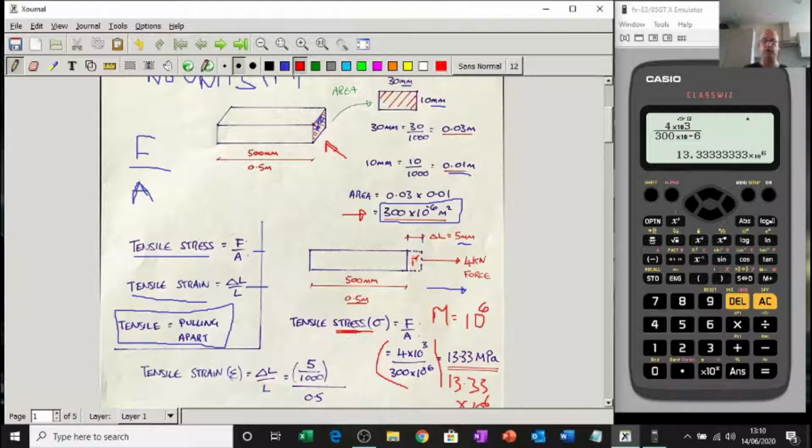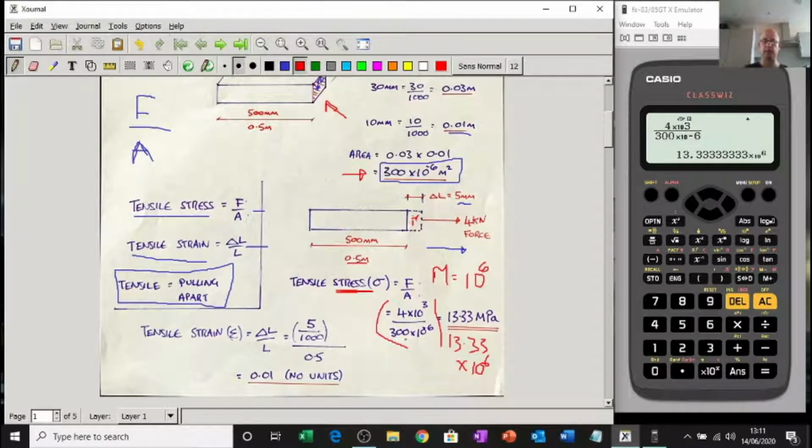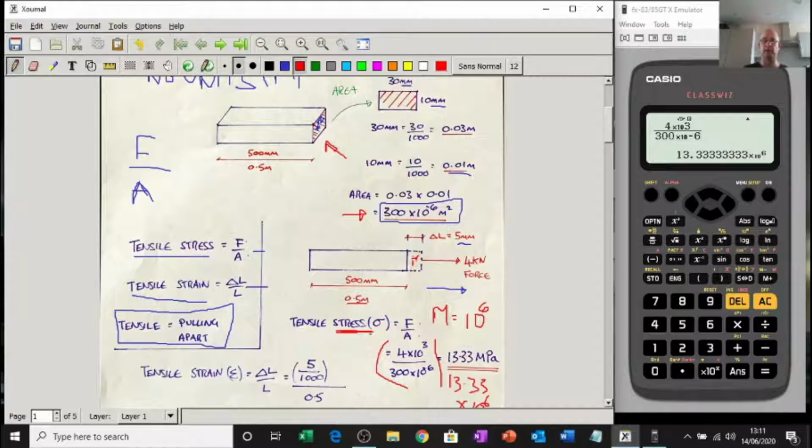Stress is always big. Mega. If you get a small number, there's something wrong, especially in mechanical principles. So you need to make sure that you put in 10 to the minus 6 and 10 to the 3. That's the tensile stress. That's how much stress is pulling this apart.